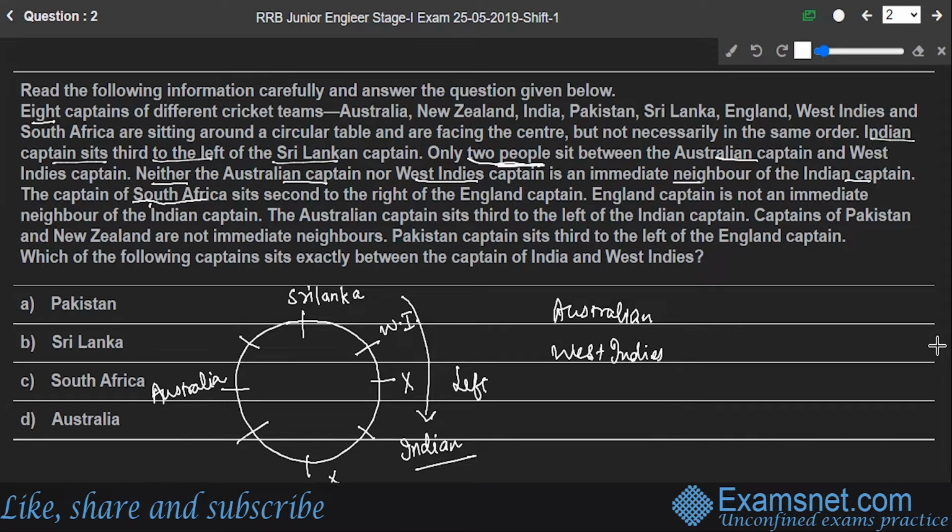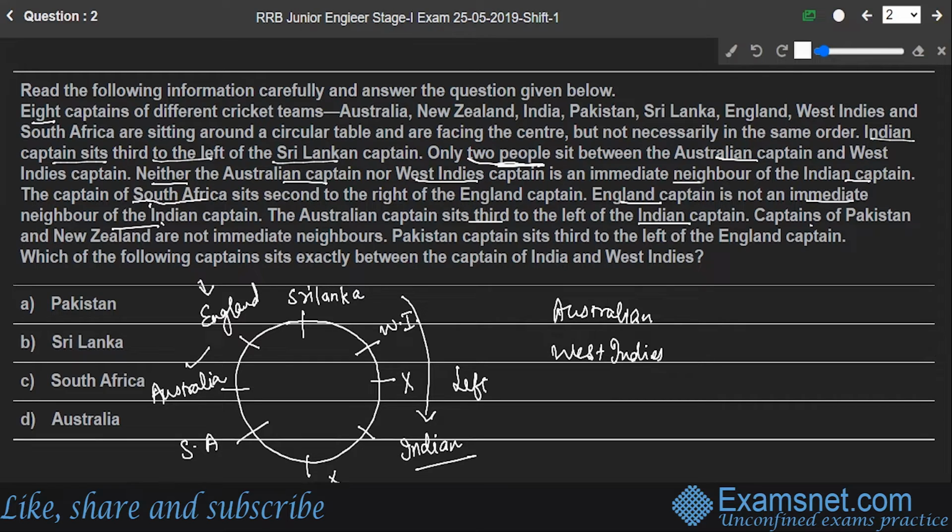So that means, I think, yes, England captain will come over here and then South Africa will come at this position. Okay. Next, England captain is not an immediate neighbor of the Indian captain. Yes, that's for sure. England is sitting over here. Australian captain sits third to the left of the Indian captain. So yes, according to this, Australia sits over here itself.